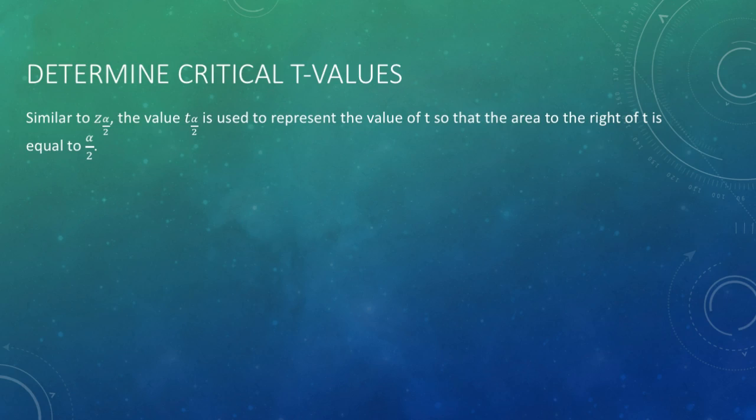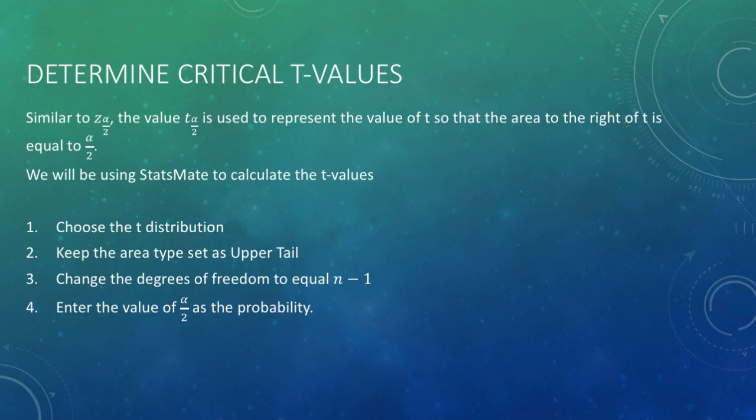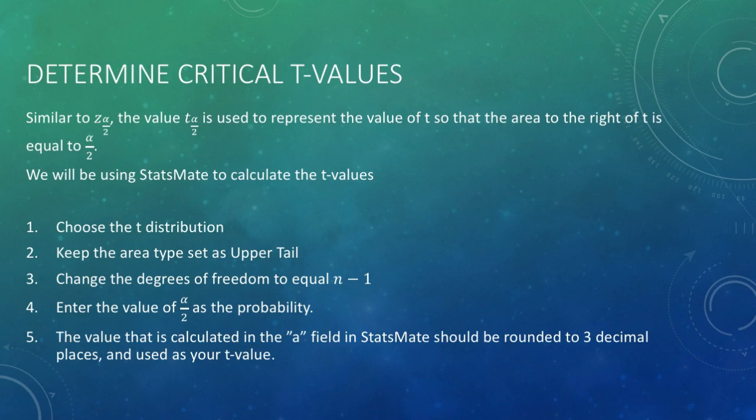The outer tails altogether are the other 10%. So the right tail is the one I care about, and it has to equal half of that 10%. So it has to be 5%. To calculate the t-values with StatsMate, you choose the t-distribution from your probability distributions, keep the area as upper tail, and you need to change the degrees of freedom part. The degrees of freedom is just your sample size minus 1, and then you enter the value of alpha over 2 as your probability. Whatever number shows up in the A box in StatsMate should be rounded to 3 decimal places, and that's the t-value that you use as your critical value.